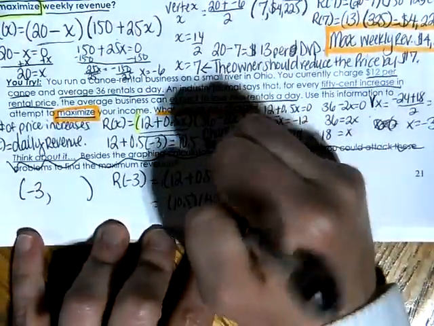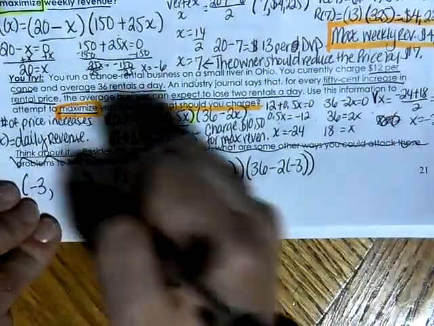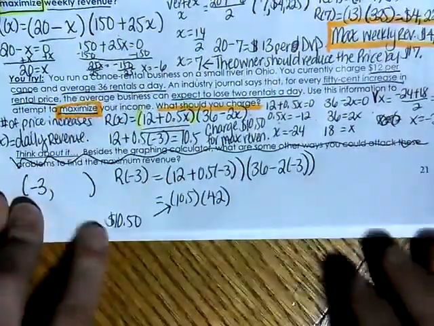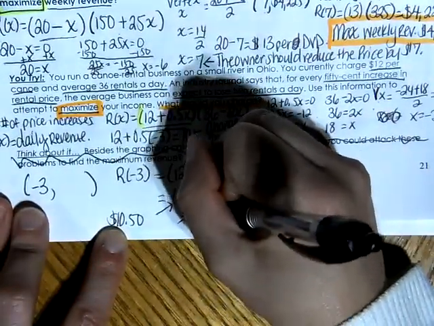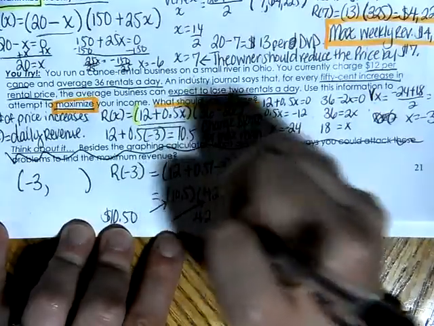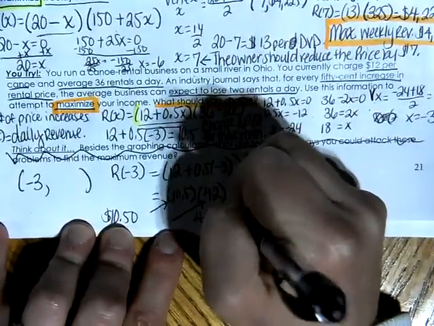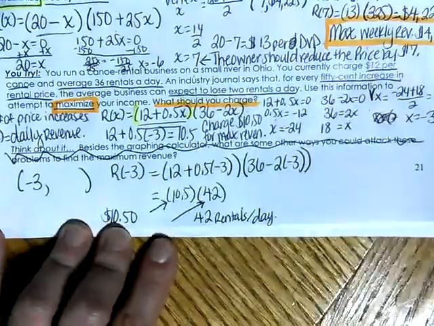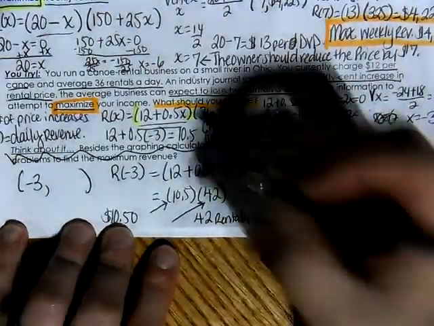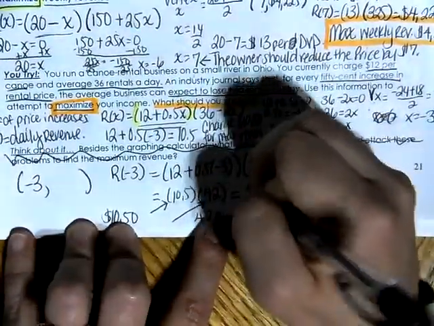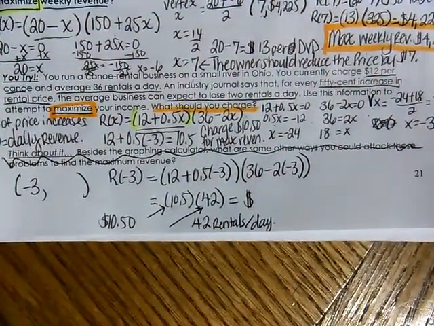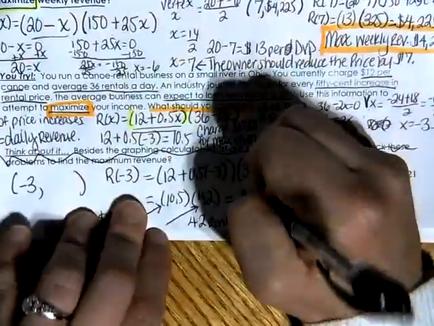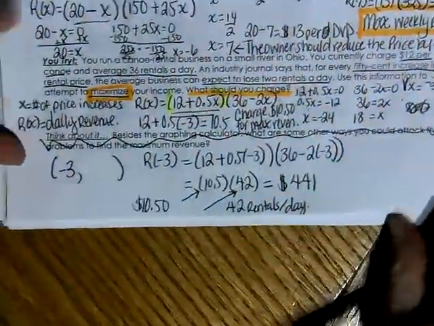What does this 42 mean? Well, we know what 10.5 means. 10.5 means that they should probably charge $10.50. That's what we figured out in the last problem. And 42 means that they will have 42 rentals per day. So there will be a lot more rentals, and by doing that, they will get a maximum revenue of 42 times 10.5, which is $441.